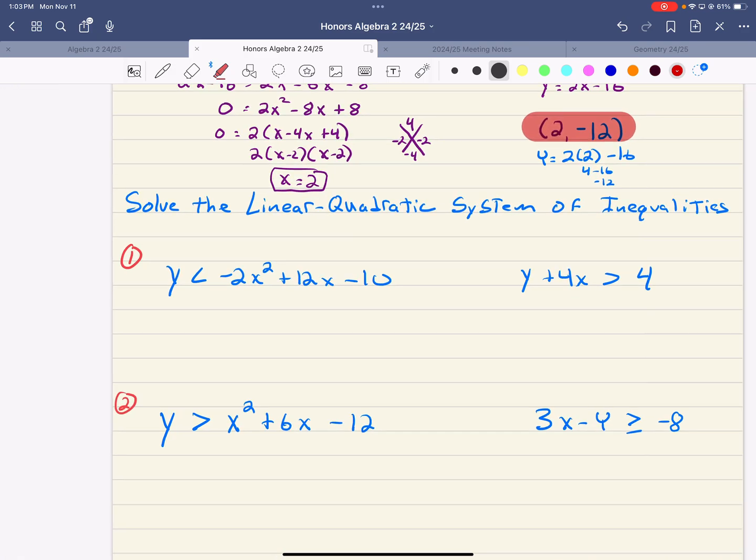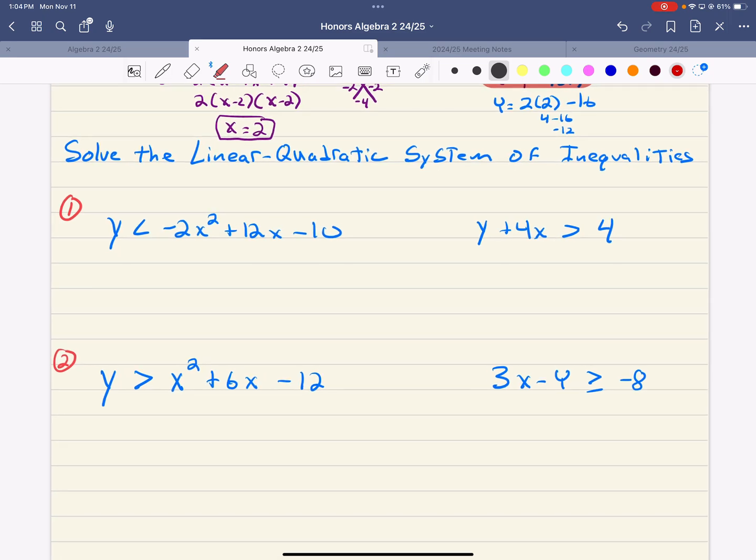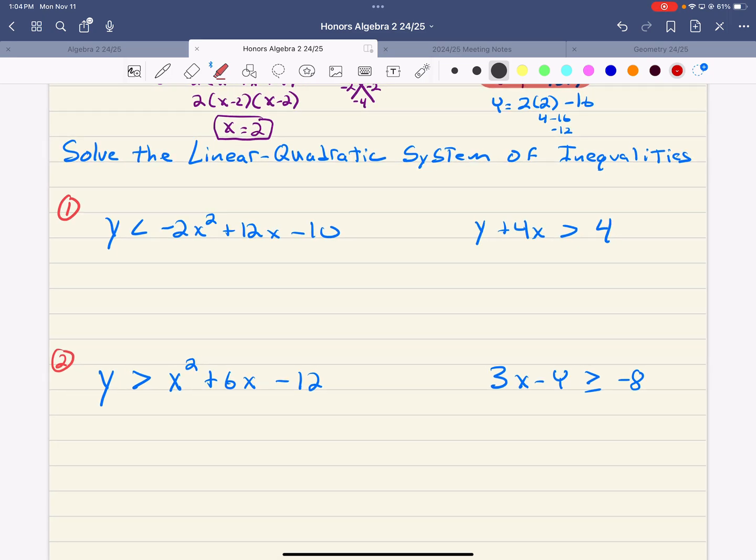All right? Last part of today then is how do you go about solving linear and quadratic systems of inequalities. So now we're not looking at linear and quadratic equations. We're looking at linear and quadratic inequalities. And we are 100% going to use Desmos to do these. I'm just going to give you about 30 seconds to copy down those 2 problems. So there's 2 different problems, problem 1, problem 2. And again, we are 100% using Desmos to do this.